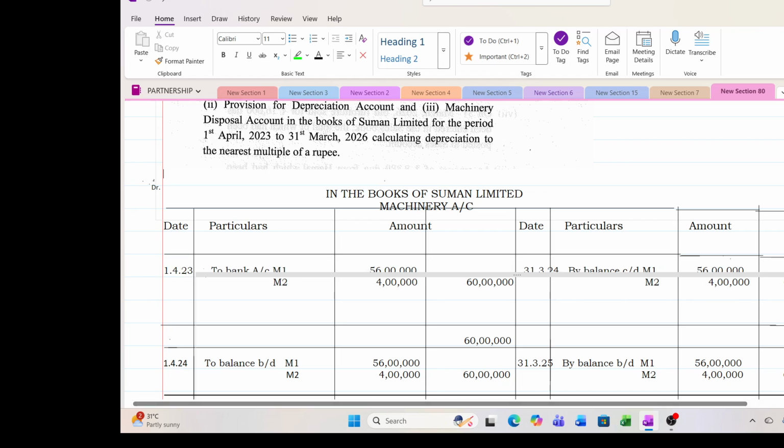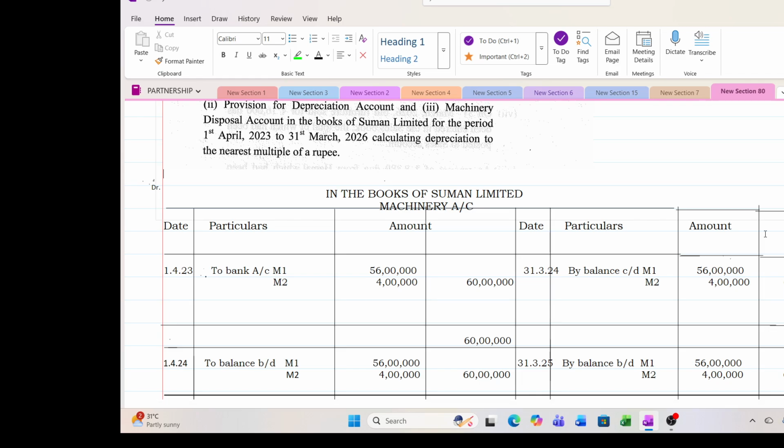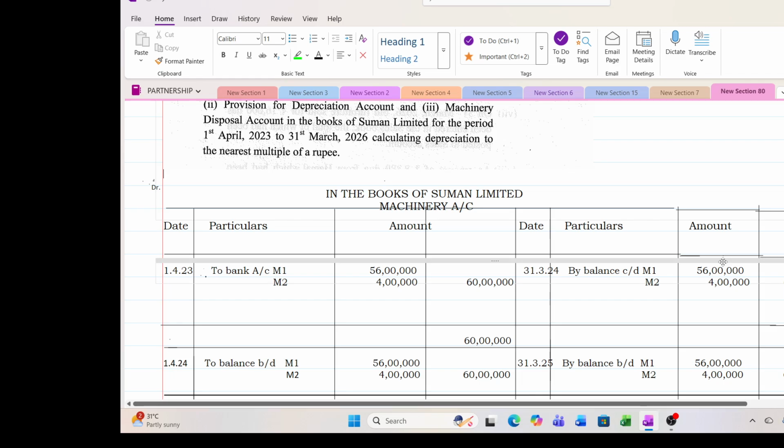At the end of the year, as I have already told you, in machinery account we are not going to record depreciation. We are not going to reduce the value of the asset. This will appear as such in your books. So in the account, we are bringing the closing balance as 56 and 4 lakh.